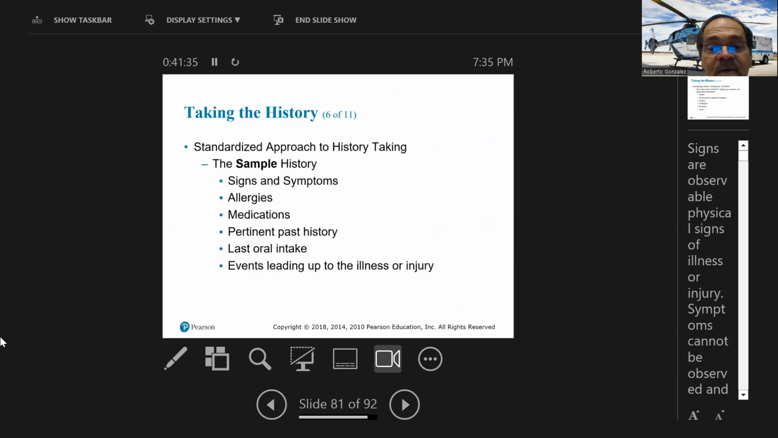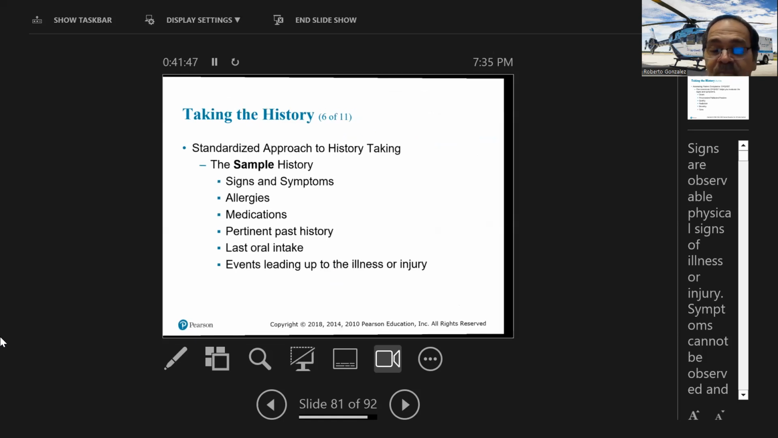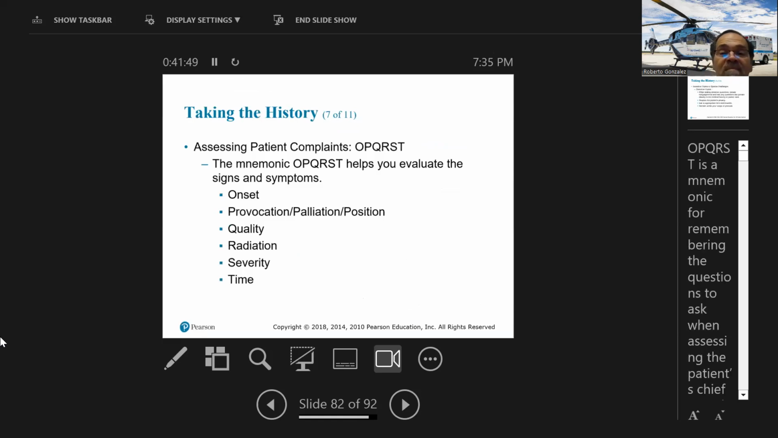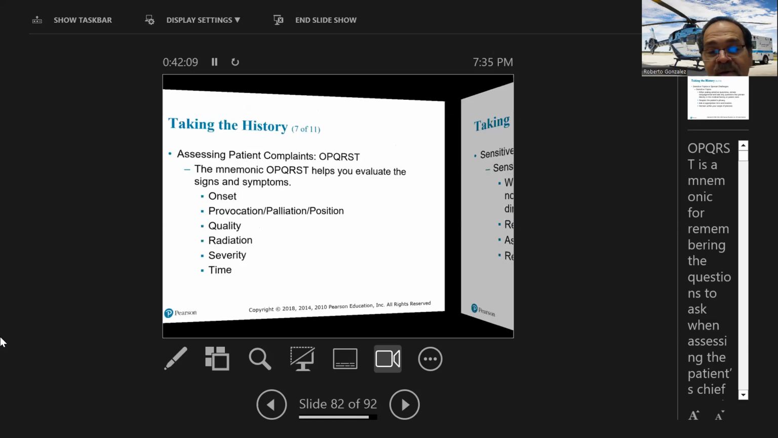A SAMPLE history: signs and symptoms, medications, allergies, pertinent past medical history, last oral intake, and events linked to that condition. Okay, then you use the mnemonic OPQRST, remember onset, provocation, palliation, quality, radiation, severity, and time. And I think we've gone over these last year.